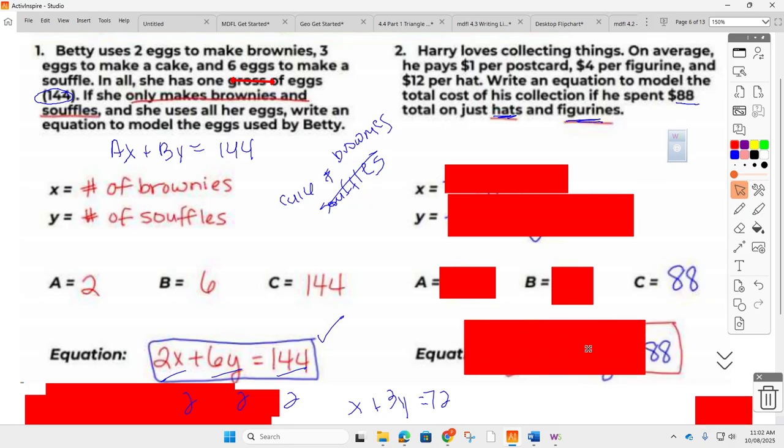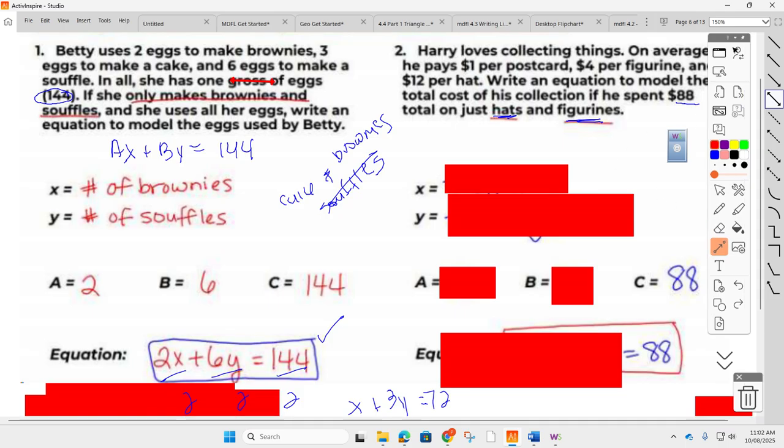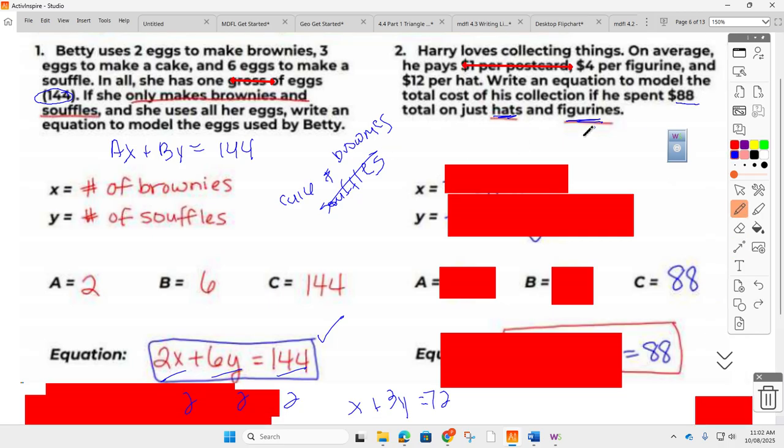What is he not going to spend money on this year? Postcards, that's right. Scratching the postcards. So I'm going to write here, if he's buying hats and figurines, it's $12 per hat and it's $4 per figurine. You'd be surprised how much it helps just writing little things like this down. So we should go ahead and probably write this equation at this point.